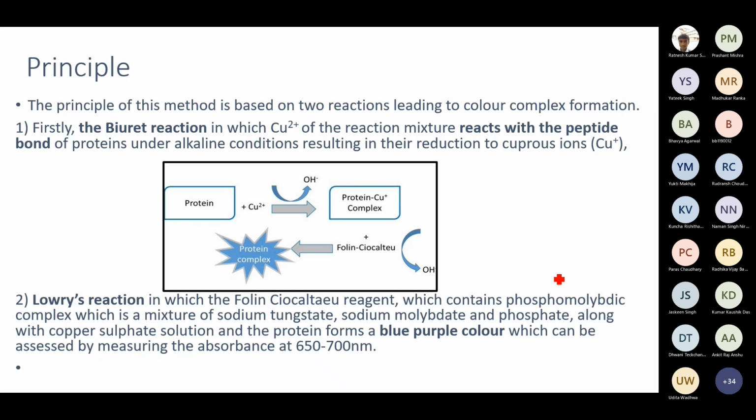This reaction consists of two parts, the Biuret reaction and Lowry's reaction. The Biuret reaction consists of protein binding with copper ions. Basically, the peptide bonds in the protein reduce the cupric ions to cuprous ions. Next, this protein copper complex reacts with Folin reagent and forms a blue colored complex, which gives absorbance at 650 to 700 nanometers.